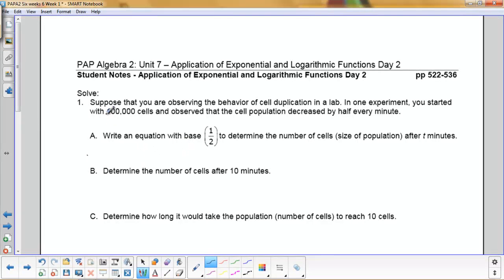So if we start with 100,000 cells and half of them are decreasing every minute, we can write that simple formula to be 100,000 times the decay raised to the power of t. And that will give us a final amount. And we'll call that amount y.